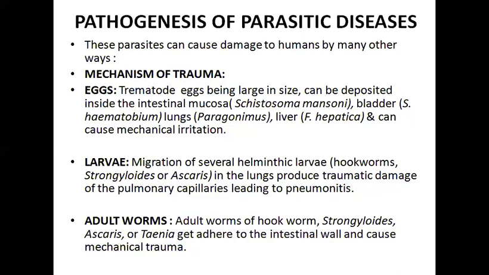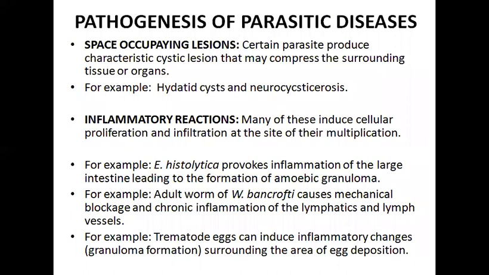Then we have the larvae of certain parasites. Migration of several helminthic larvae, for example the hookworms, Strongyloides, or Ascaris in the lungs, produces traumatic damage of the pulmonary capillaries, which leads to pneumonitis. Then we have the adult worms of parasites like hookworms, Strongyloides, Ascaris, and Taenia. They get adhered to the intestinal wall and cause mechanical trauma or mechanical obstruction. Then they cause space occupying lesions, like certain parasites produce characteristic cystic lesions that may compress the surrounding tissue or organs, for example, hydatid cyst caused by Echinococcus granulosus.